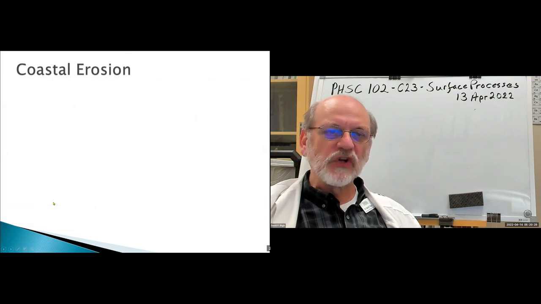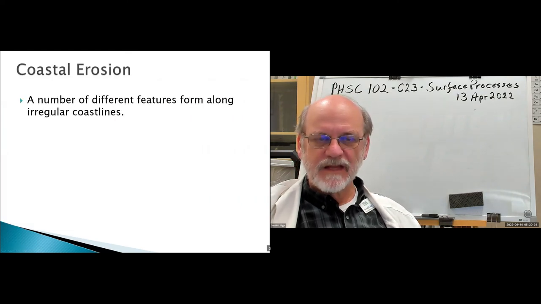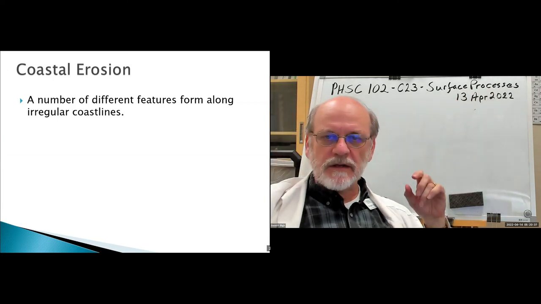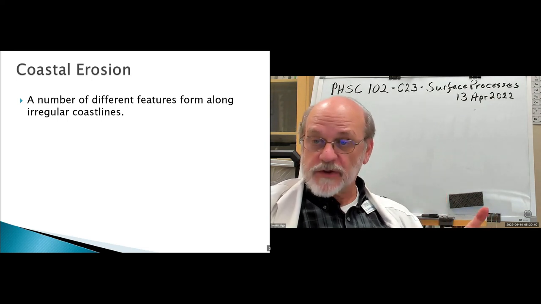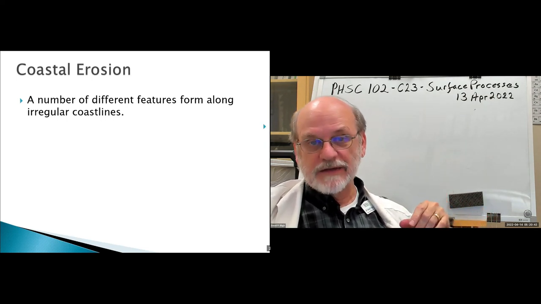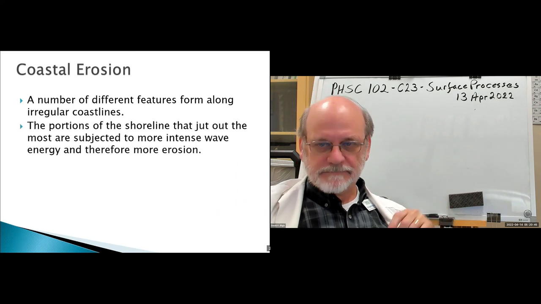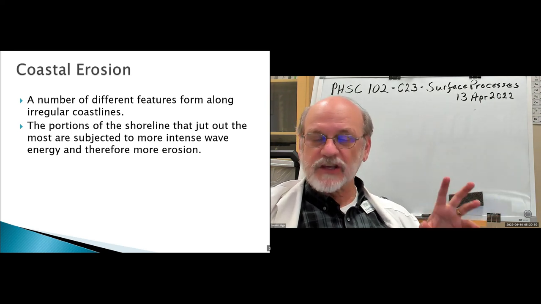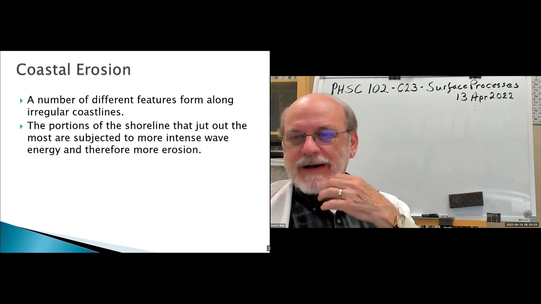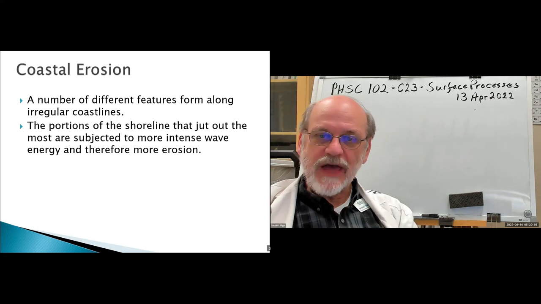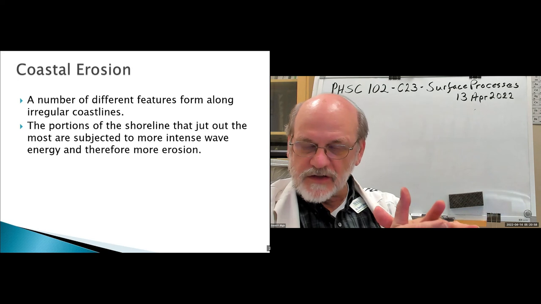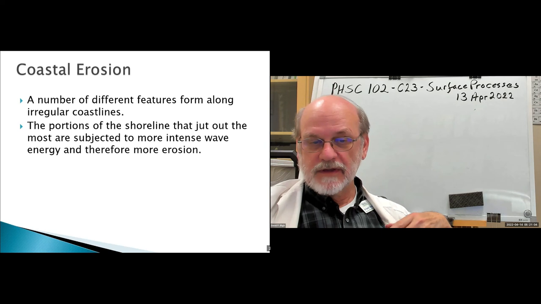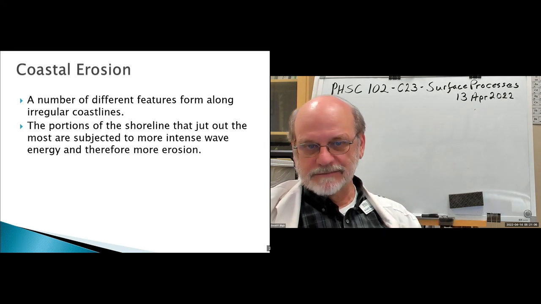So what does coastal erosion look like? Coastal erosion forms a number of different features and contributes to irregularities in the coastline. If the coastline is already irregular, that can contribute to a certain type of erosion. If you have a part of the shoreline that juts out into the ocean, then it's going to be more exposed and can be eroded more rapidly.